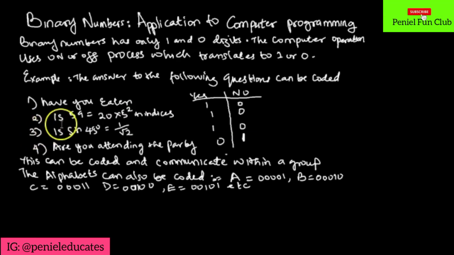So, for example, if we have the following questions: okay, have you eaten? Yes, I've eaten. That's one. Is 5 to the power 9 equal to 2 times 5, in indices? All right, so we have yes, 1. Is sine 45 degrees equal to 1 over root 2? Yes, 1. Are you attending the party? Then you say 0 for no.